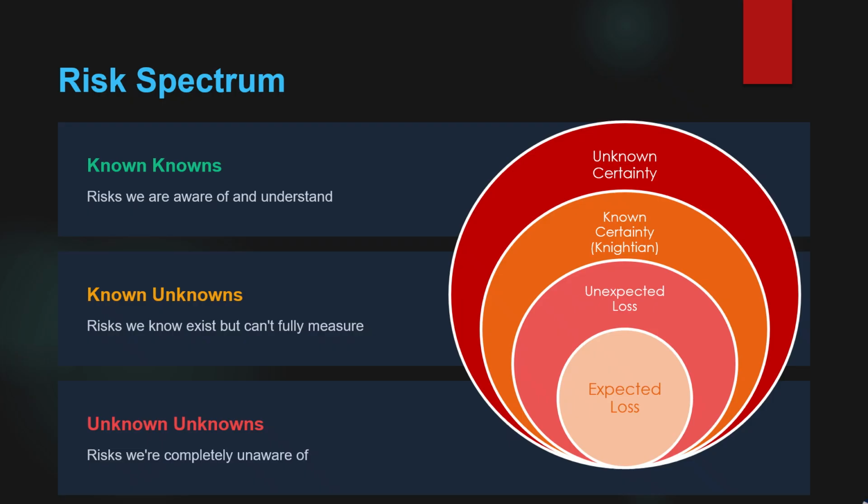Unknown unknowns are risks we are completely unaware of. These are the true black swans, events we didn't even conceive of as possible. These are the most dangerous because by definition we haven't prepared for them. The challenge is that the most devastating events often come from the unknown unknown category. Since we can't identify or measure them, we rely on building general resilience: capital buffers, liquidity reserves, diversification, stress testing with severe scenarios, and crisis management capabilities.